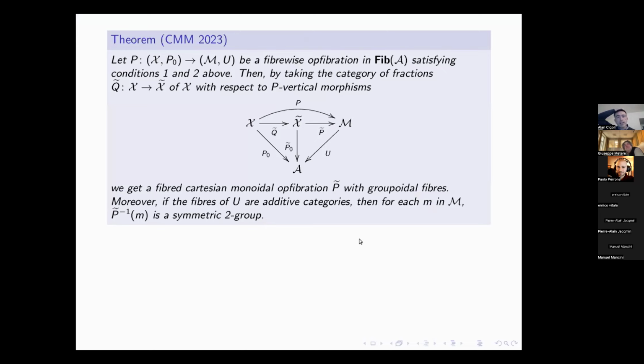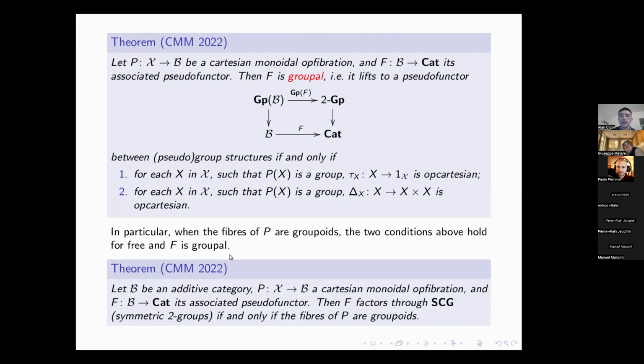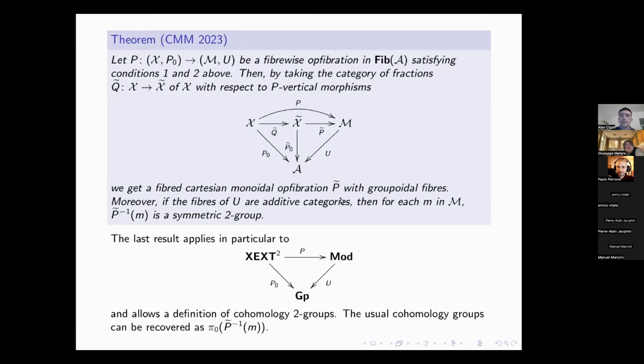If we start with a fiberwise opfibration satisfying an additional property that I don't want to explain now, there's a way to factor this fiberwise opfibration to get groupoidal fibers and to get a fiberwise opfibration still with the same properties. And so we end up in a situation like the one of this theorem below. And in particular, this applies to this triangle. So we have an intrinsic way of defining cohomology of groups. Well, I don't want to take too much time. Okay, thank you.